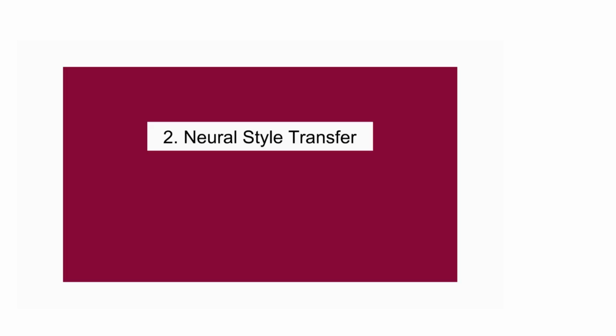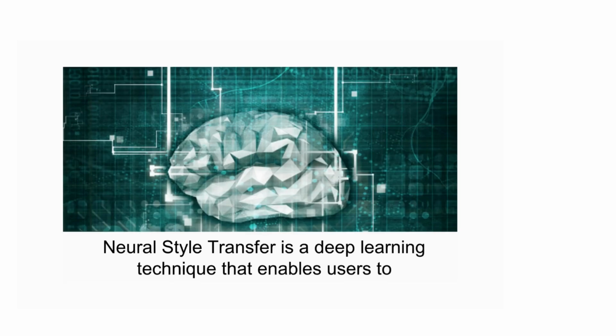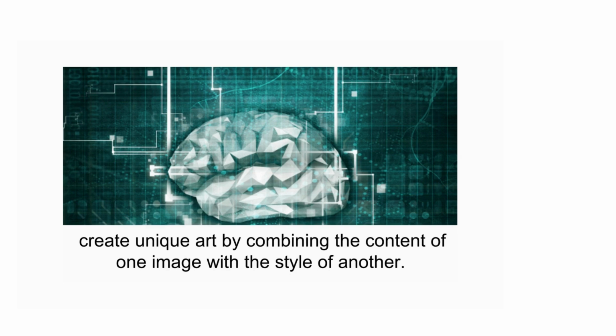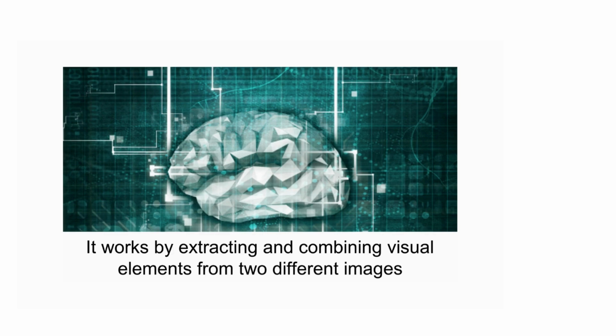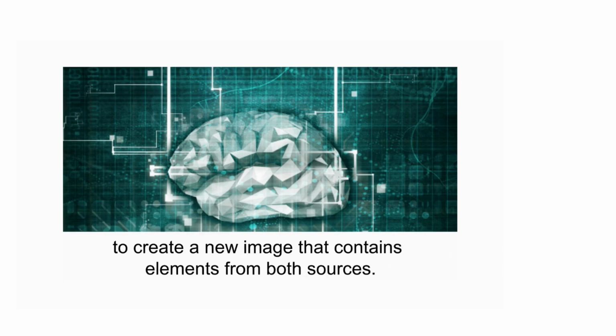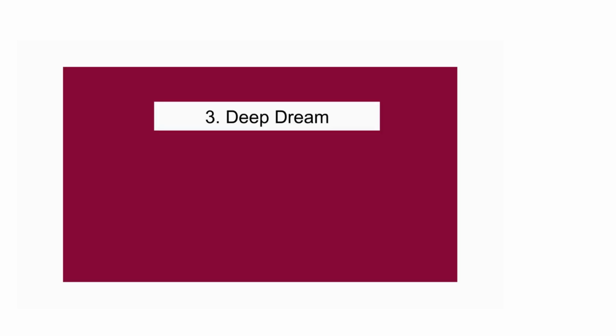2. Neural style transfer. Neural style transfer is a deep learning technique that enables users to create unique art by combining the content of one image with the style of another. It works by extracting and combining visual elements from two different images to create a new image that contains elements from both sources. 3. Deep Dream.